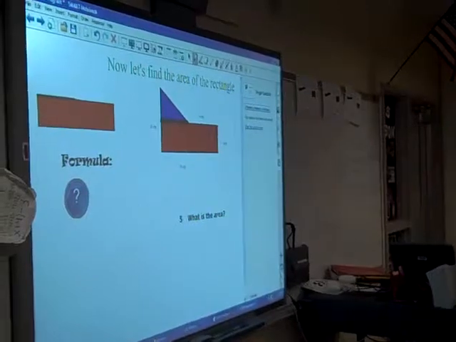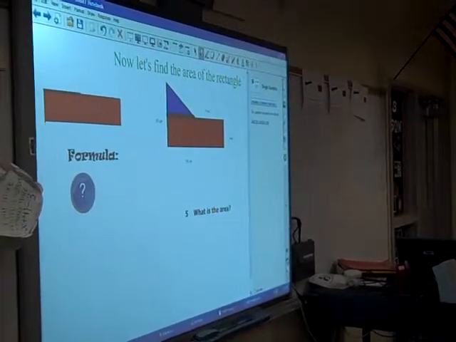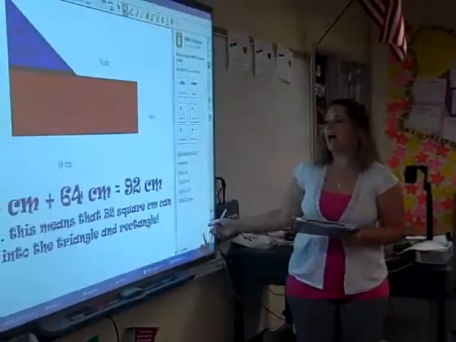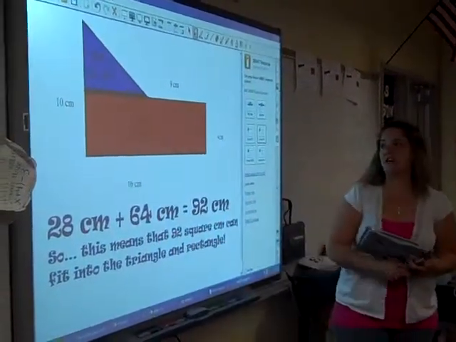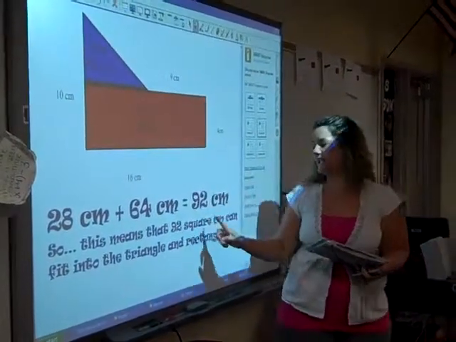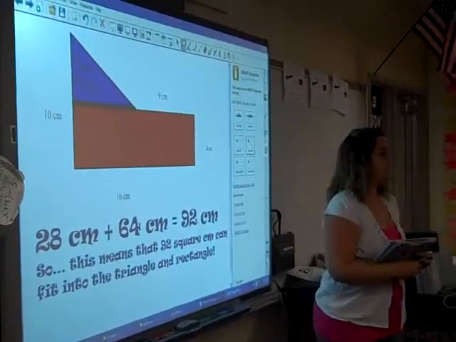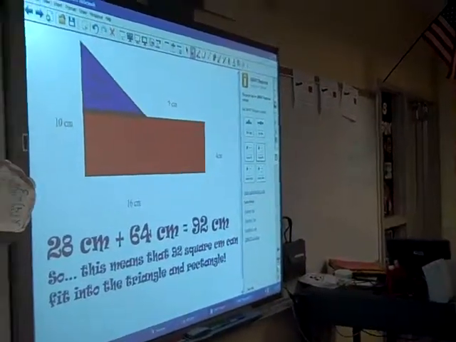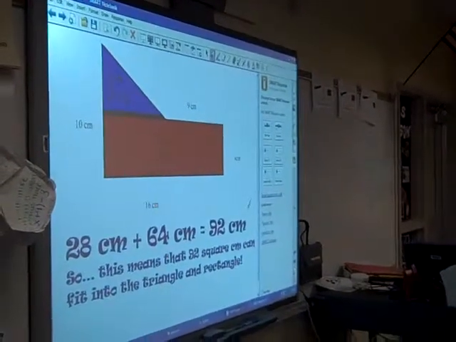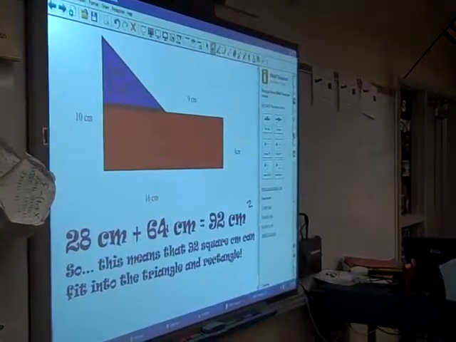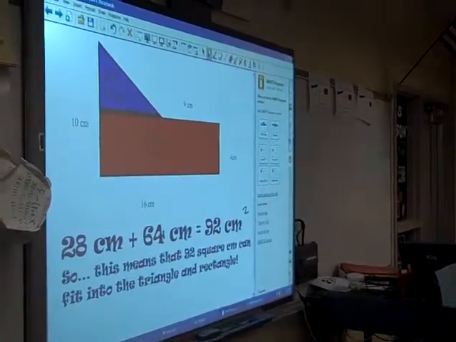What was the formula for area of a rectangle? Now what do I have to do with the 2? Add them together. So 28 plus 64 is 92 centimeters squared. I forgot the squared up there. Don't forget it is squared. Any questions?